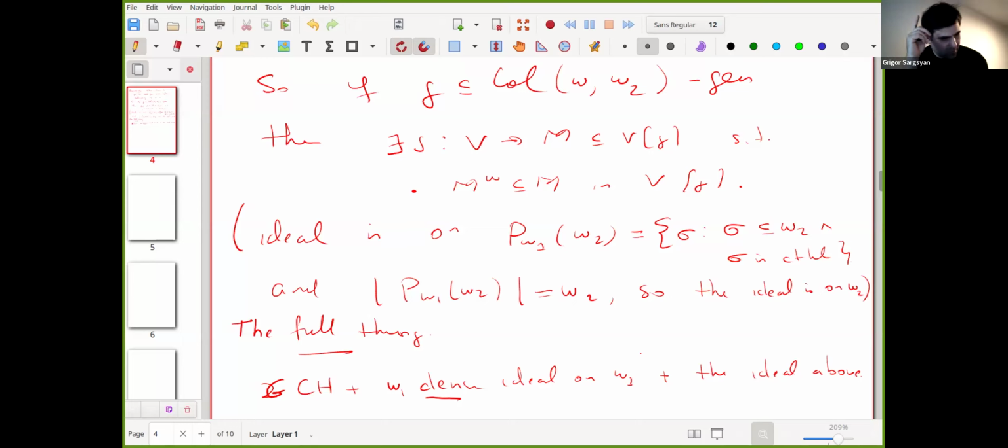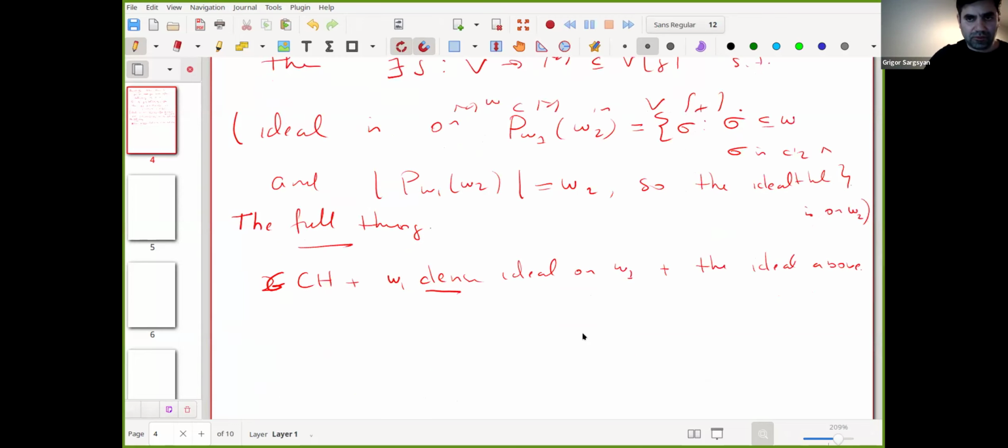By the way, this comes up in the work of Yair and Monroe as well. What they do is they collapse kappa plus to kappa and get an ideal and a generic embedding. So in their model, you collapse the successor of a regular cardinal, kappa plus, to kappa, and you get a generic embedding with critical point kappa, and they have it for every kappa. Okay, all right. So this is where we want to go.